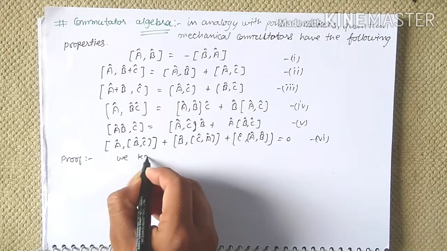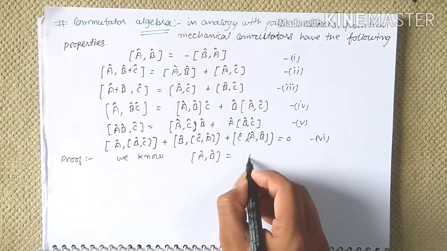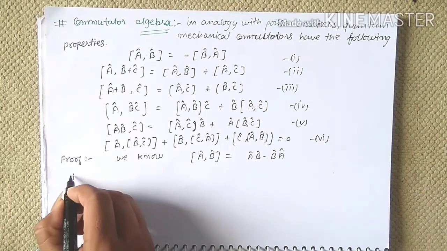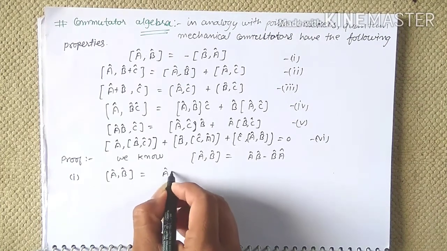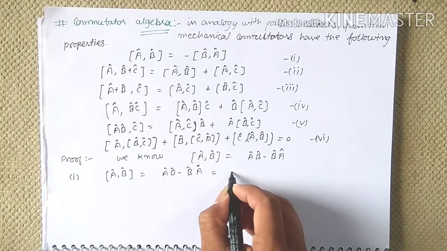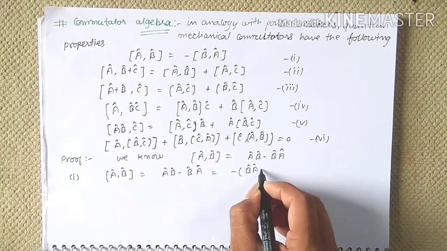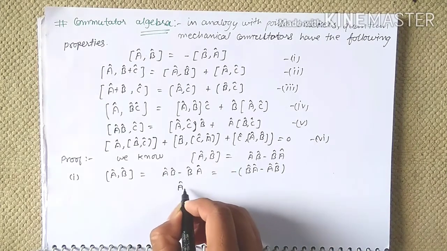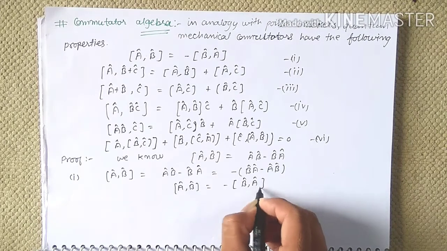We know commutator of A cap and B cap is equal to A cap B cap minus B cap A cap. Now first one: commutator of A cap and B cap is equal to A cap B cap minus B cap A cap. Negative common, minus B cap A cap minus A cap B cap, which is equal to negative commutator of B cap and A cap.